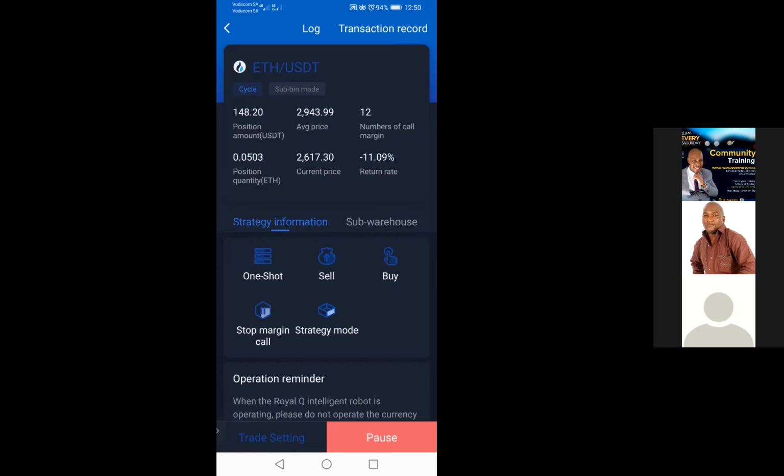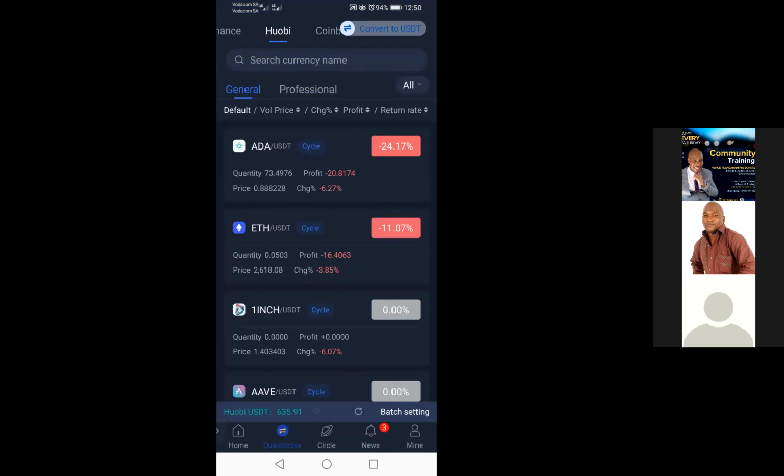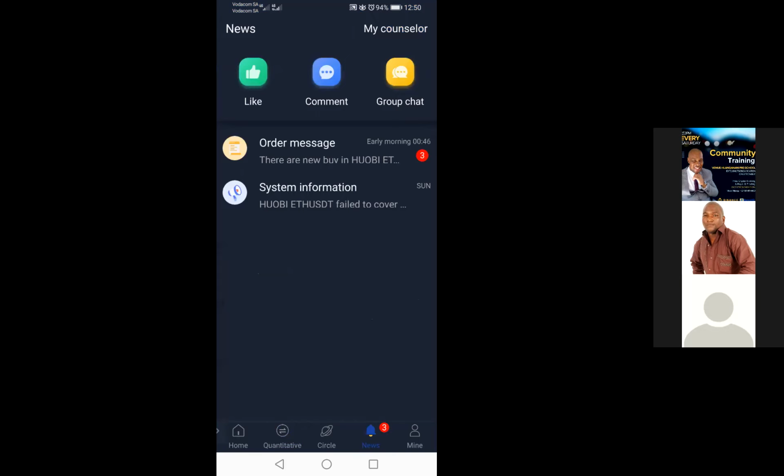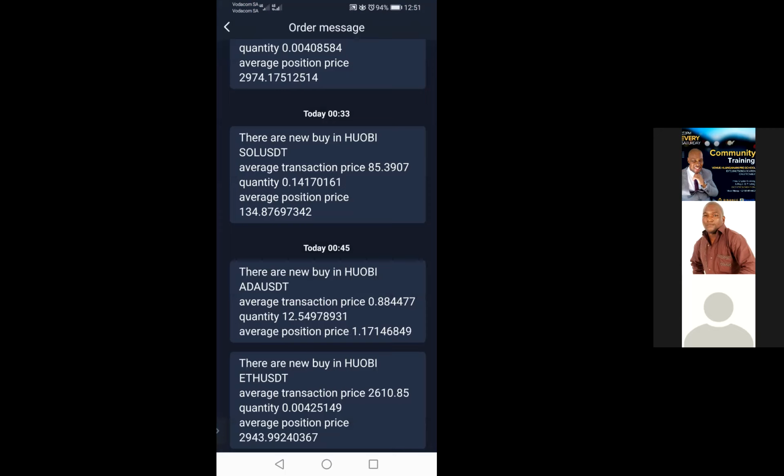That's true. Now let's step out with the back arrow. Can you see there are 3 messages in fact? Yes. Now you can click on new, open, new buy. You can read those 3 messages. You see, now the robot is doing the job because the money is made available. Yeah, that's true. Very exciting.